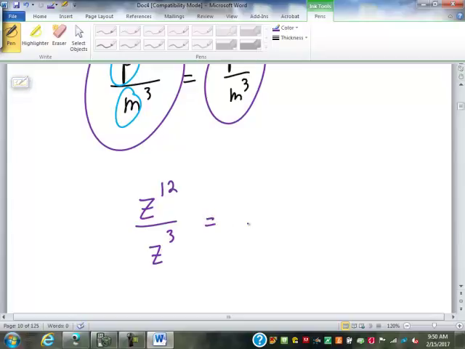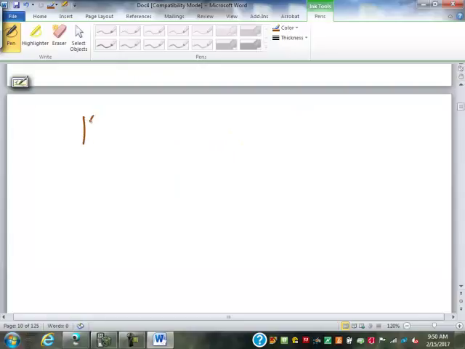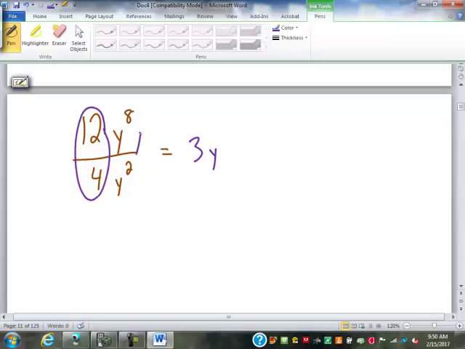So z to the 12th divided by z to the 3rd is z to the 9th. If we throw numbers in with them, I might have 12 y to the 8th divided by 4 y squared. Perfect. We are still dividing, so we do combine the counts with division. 12 divided by 4 is 3. And then when we divide the names, y to the 8th divided by y squared, the powers get subtracted. It is y to the 6th.